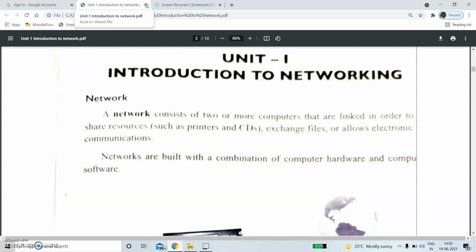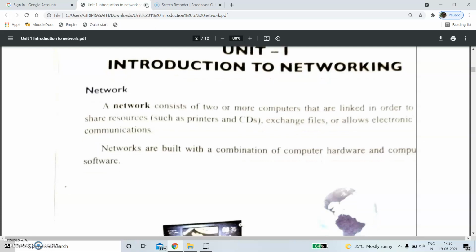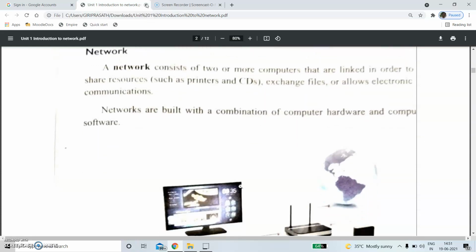So what is a network? Two or more computers linked together to share resources is called a network. Here the resource may be a file or any hardware component such as a web camera, printer, scanner, etc. Networks are built with a combination of computer hardware and software. So it is a combination of what? Hardware as well as software.